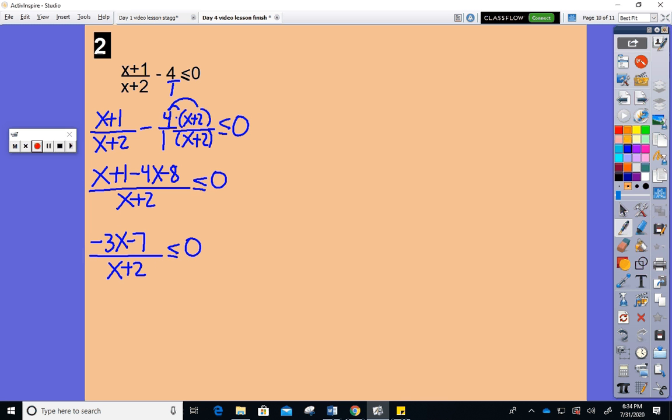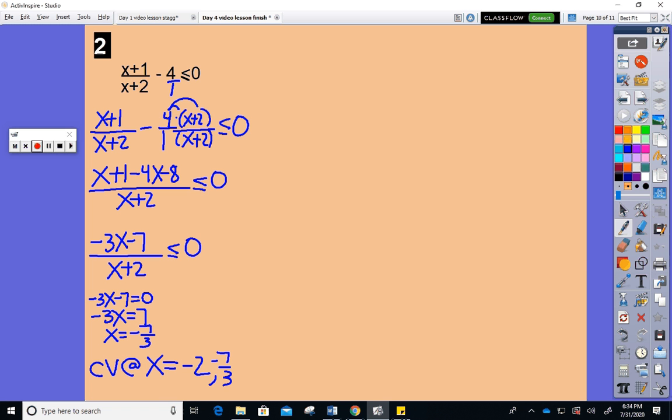So I need my critical values. Well, the bottom critical value is easy. So I'm being chicken and doing my easy stuff first. But on the top, I have to say, wait a minute. If I want the top to be 0, that means negative 3x equals 7 and x equals negative 7/3. Boo! That is an ugly critical value, but you know what? We're mathletes. We can deal with it.